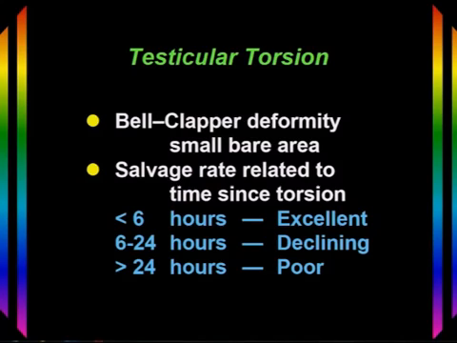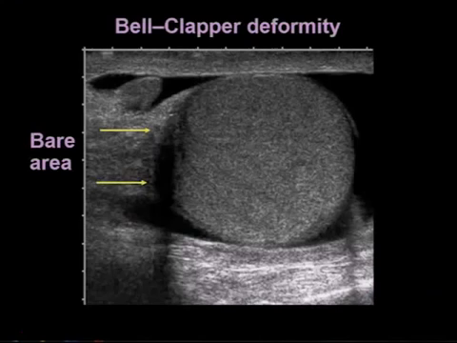The salvage rate after testicular torsion is related to the time since the beginning of the torsion. If the torsion is discovered and operated on in less than 6 hours, the salvageability of that testicle is excellent. From 6 to 24 hours, the salvageability declines, and after 24 hours, the salvageability of that testicle is quite poor.